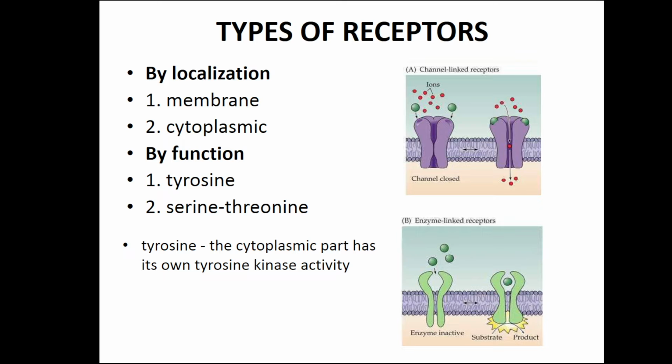The next type of receptors will be different by function. It may be tyrosine and serine threonine. It is an enzyme which makes activity. More often it is phosphorylation or dephosphorylation, and makes a second messenger active or inactive, and the signal will go to the next step.